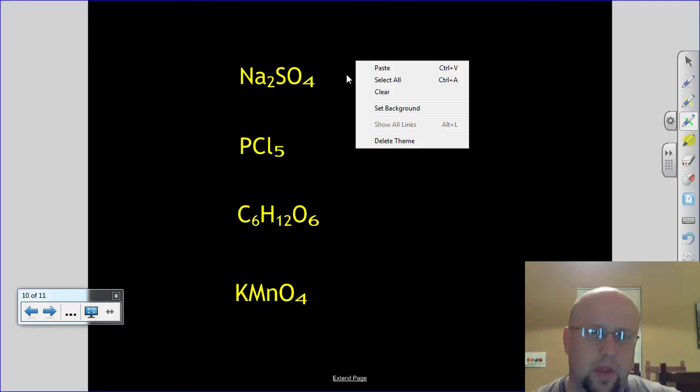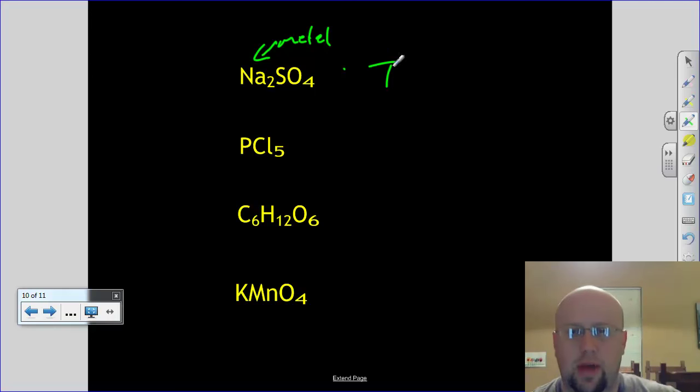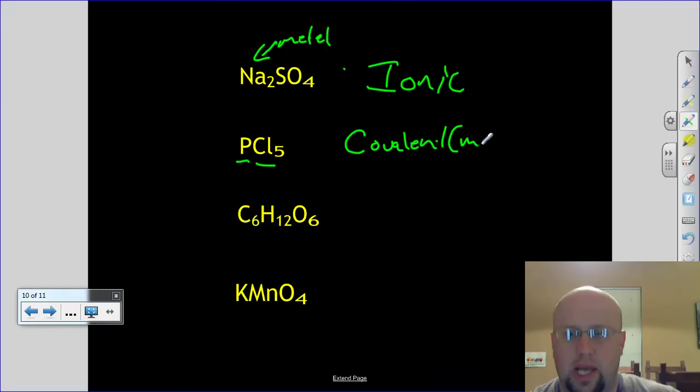If you look at these, sodium is a metal, so as soon as I see metal, I say, great, that's ionic. The next compound, phosphorus and chlorine, those are both non-metals, and so that means this is covalent, or we could say that it is a molecular compound. Either way would be fine. The bonds are covalent, the compound is molecular. Carbon, hydrogen, and oxygen, all non-metals. So that makes it covalent.